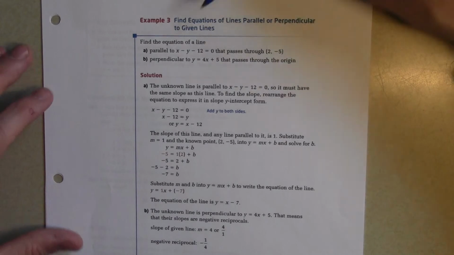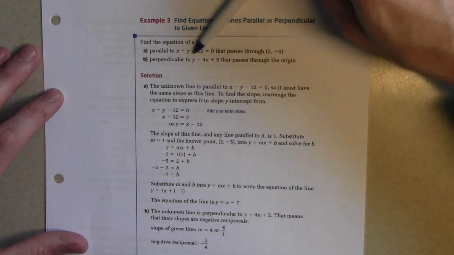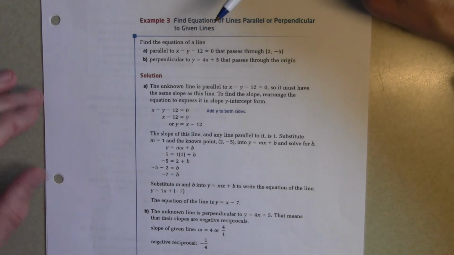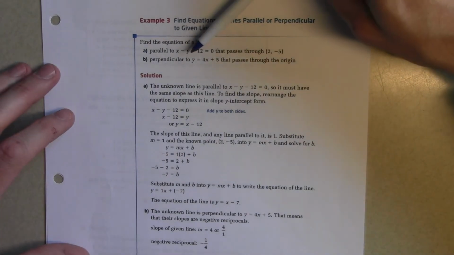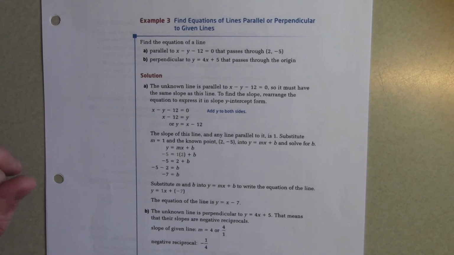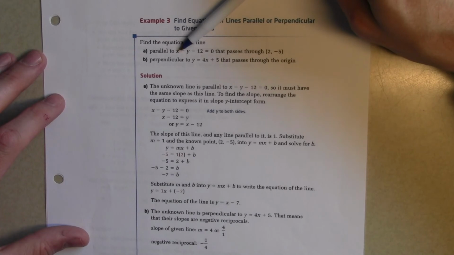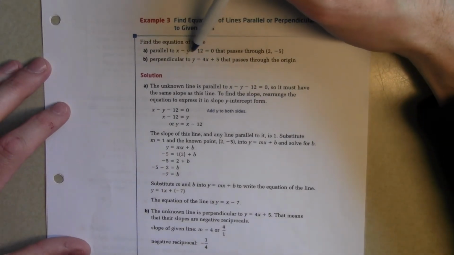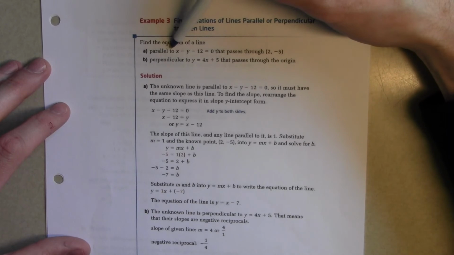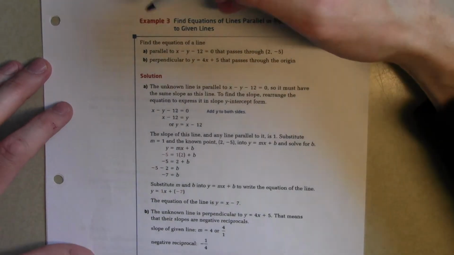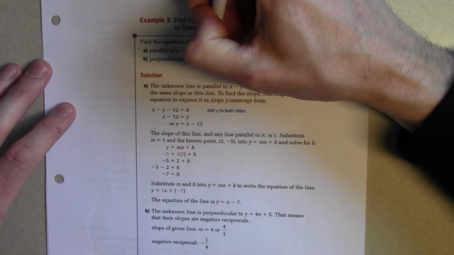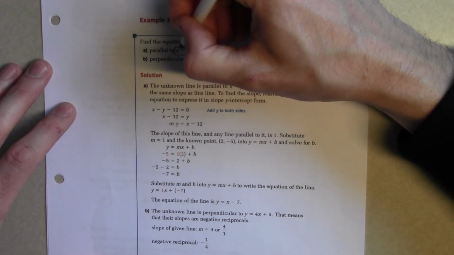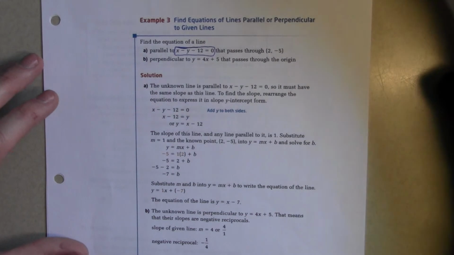Find the equation of a line parallel to x minus y minus 12 equals 0. All right. Can we say that the slope of this line is 1? Sebastian, what do you think? Yes. How come? Because it's 1x and 1y. You're right, but is it maybe a good idea to say that right away? What might you want to do with this line first, Sebastian, before determining the slope?